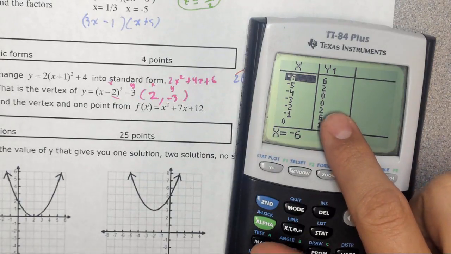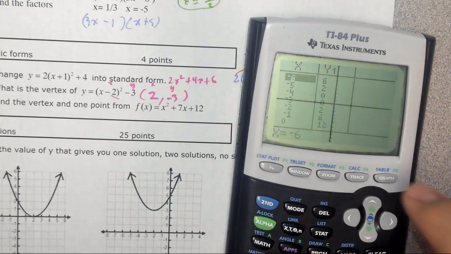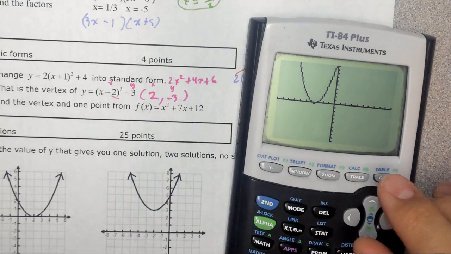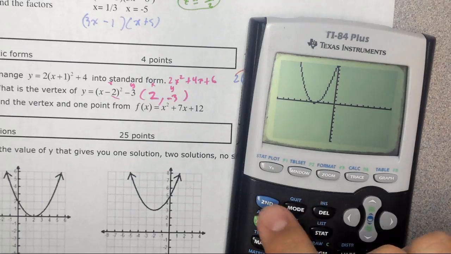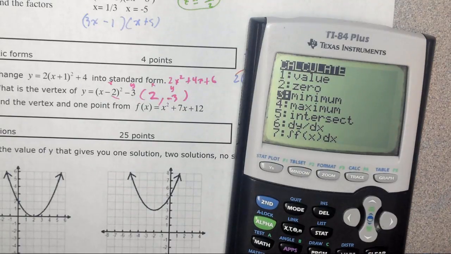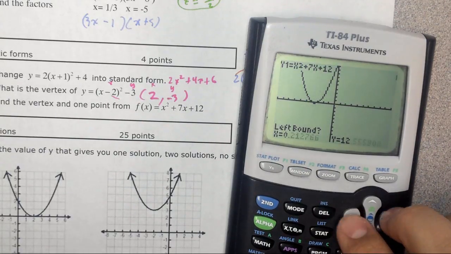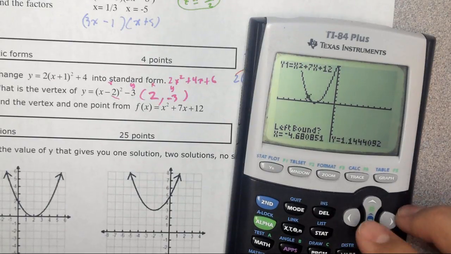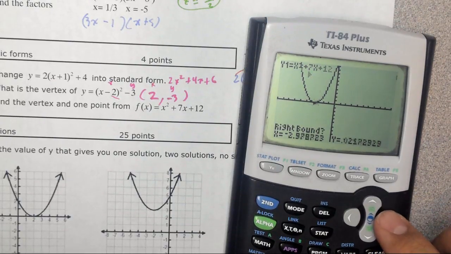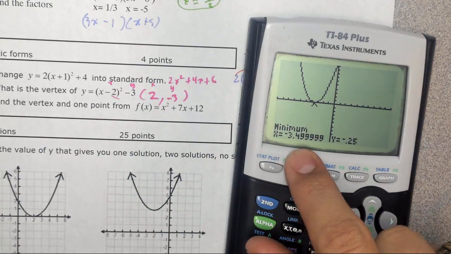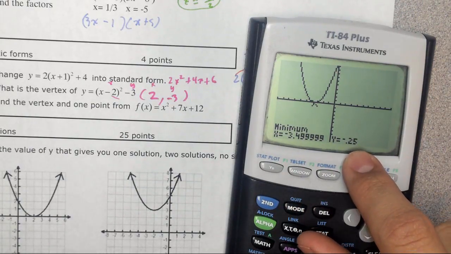You're not going to have to do that, but if you want to do it on the calculator, if you go to the graph, you can do this and go to second calculate, and I want the minimum. If you look at the graph, there was a minimum. Move the little spider ball over here to the left of the vertex, and spider ball over to the right of the vertex, enter a couple of times, negative 3.5 and negative 1/4.